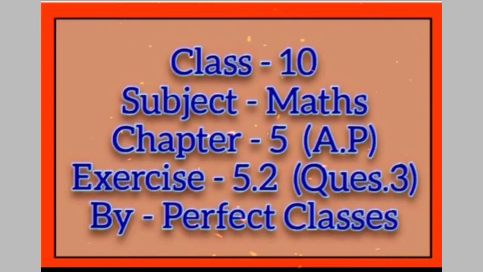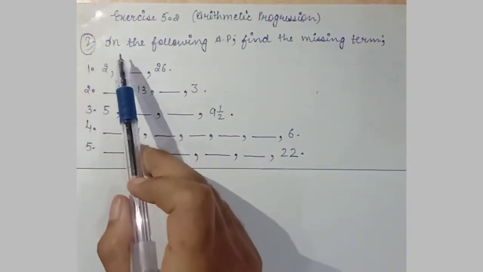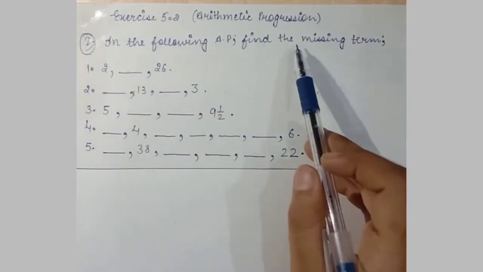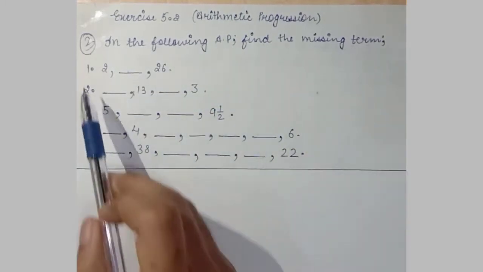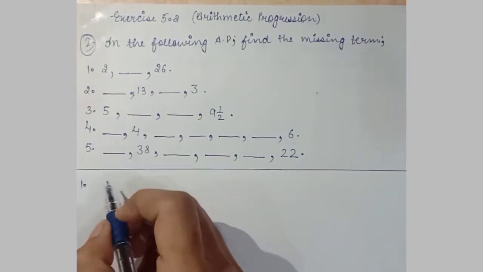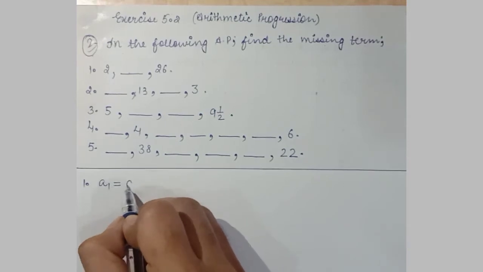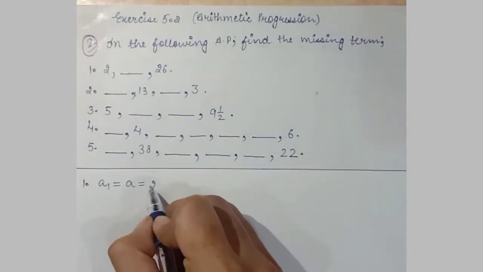Today we will start the third question of exercise 5.2. Let's start with the third question. In the following AP, find the missing term. In the first question, we are given the first term. We write it, a is 2.